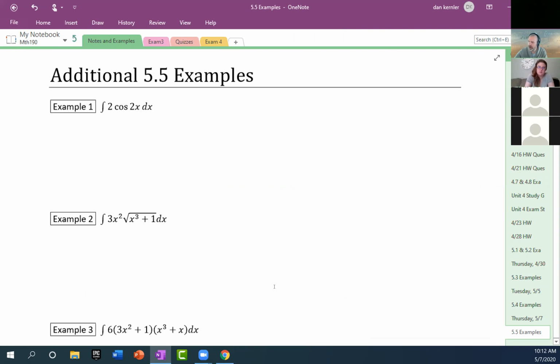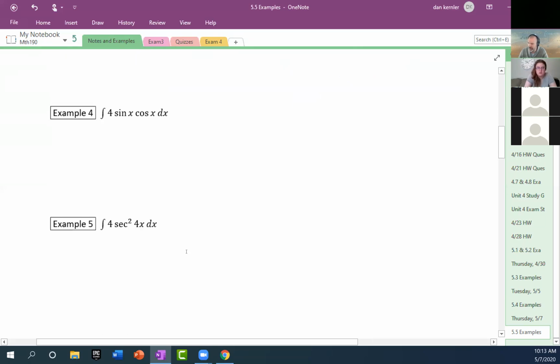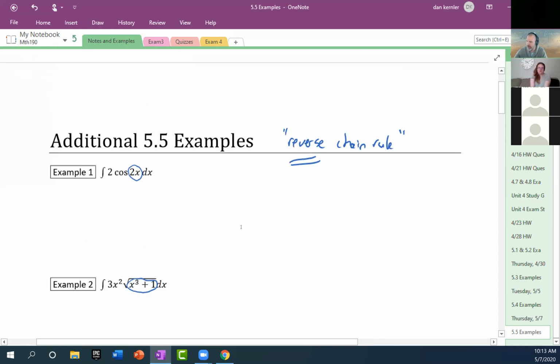Essentially what these are all examples of, kind of casually here, is the reverse chain rule. It's when you have a function inside another function. Some of them are more obvious than others, but like example 1, there's a 2x inside the cosine. For the second example, there's an x cubed plus 1 inside the square root. Example 3 isn't quite as obvious, nor example 4, but look at example 5. There's a 4x inside the secant squared. So there's this nested function. So this is all about what's called integration by substitution.